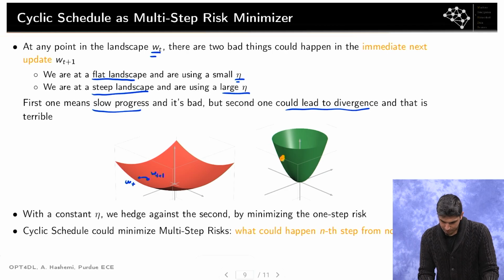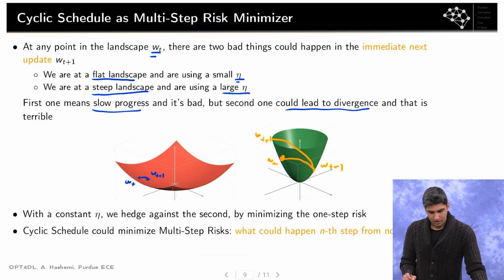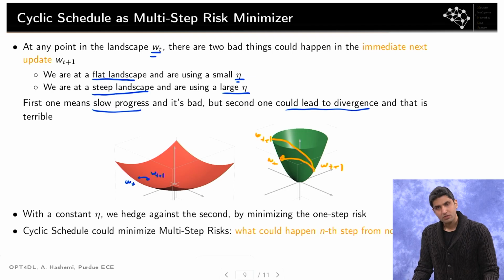And if your step size is large, you may actually jump to the other side. Okay, again, you are in a steep landscape, you use a larger learning rate, and then you're going to diverge. So this is, let's say, WT, WT plus 1, and then WT plus 2. Now this is bad, but I think it's also intuitive to have a comparison between these two bad cases, right? I argue the first one is bad, but the second one is terrible.